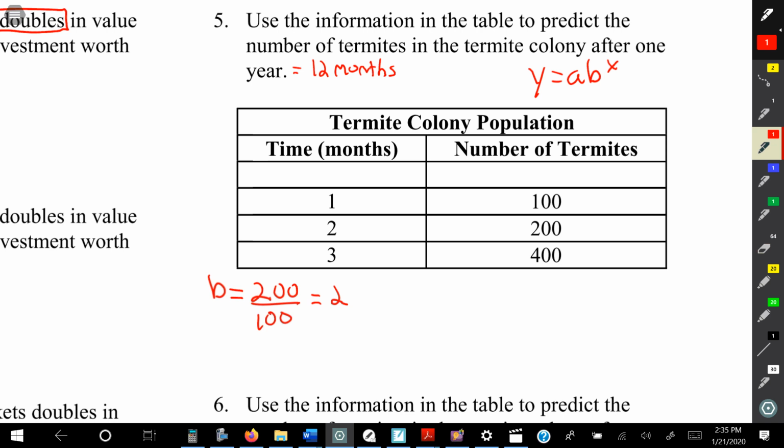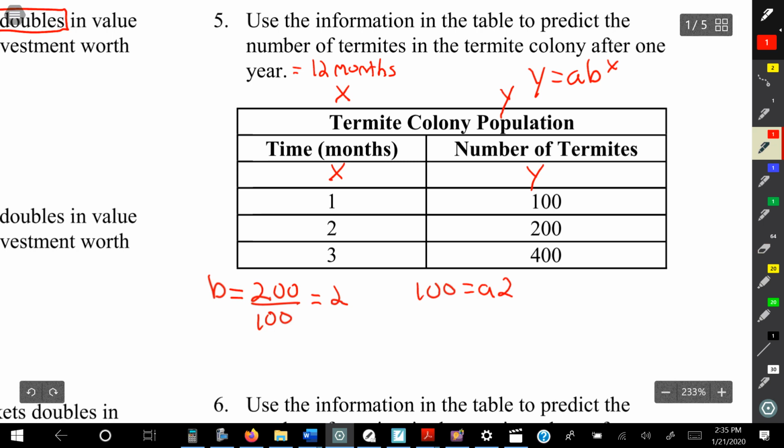So this would be x, and this is y over here. So for x, we got 1, and for y, we got 100. So plugging in, I got 100 is equal to a, which I don't know, times b, which is 2, raised to my x, which is 1.